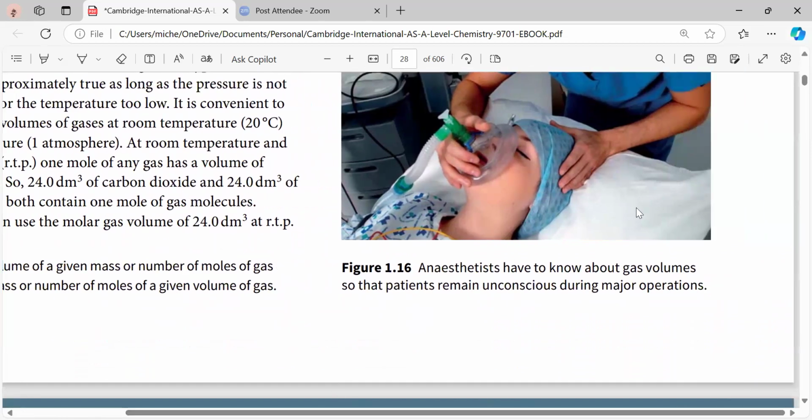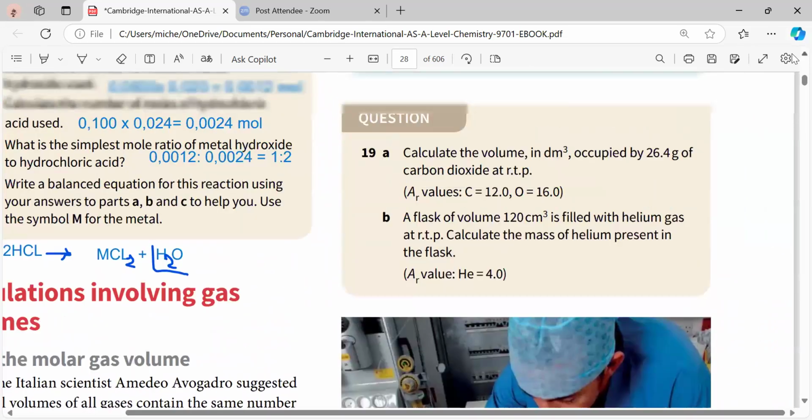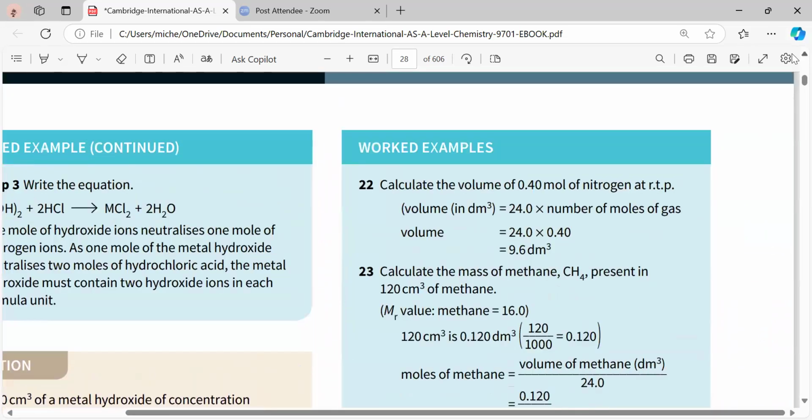So it's kind of confusing. So we usually find the equation here to solve first. Okay. So calculate the volume of 0.40 mole of nitrogen at RTP. So this is the volume in decimeter cube, 24 times the number of moles of gas. So this is actually the formula.